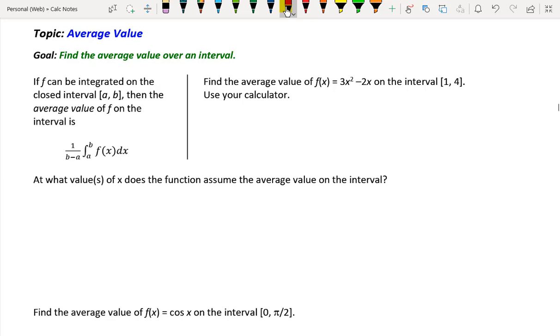The 1 over b minus a is the distance of the interval that we're talking about here. If I wanted to find an average, I would add everything up and then divide by how many things I had. In this case, we're going to add everything up and then divide by the width of the interval.